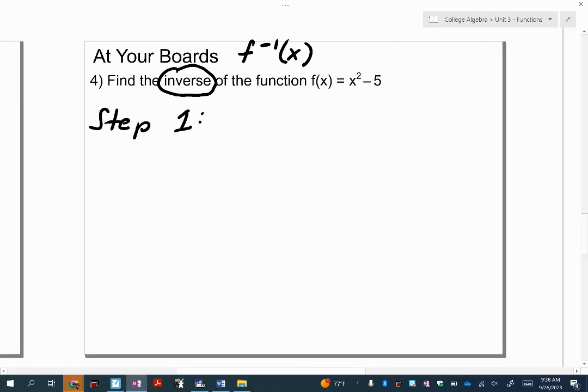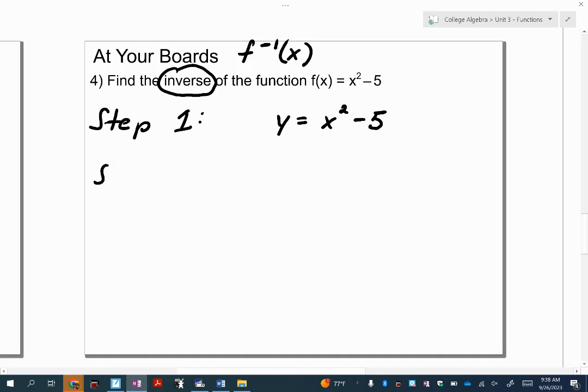You're going to write y equals instead of f of x. Oh yeah, it's been buffering the whole time. All right, you're going to write y equals instead of f of x. See, I wrote y equals instead of f of x equals. Everybody good there? That's step one.